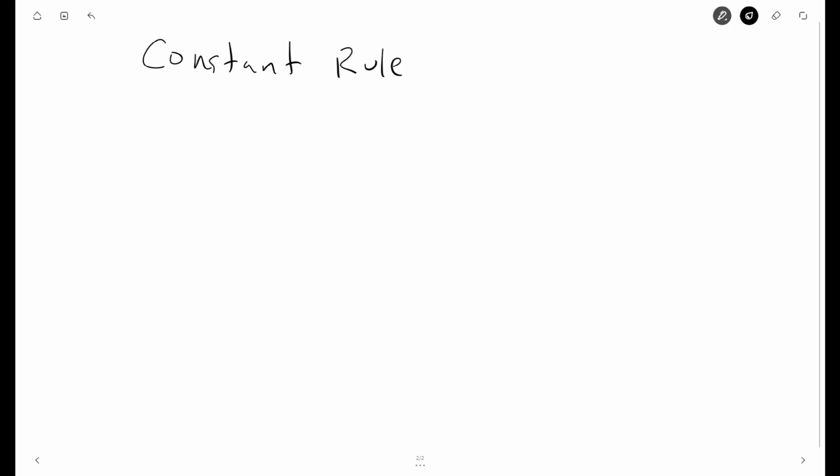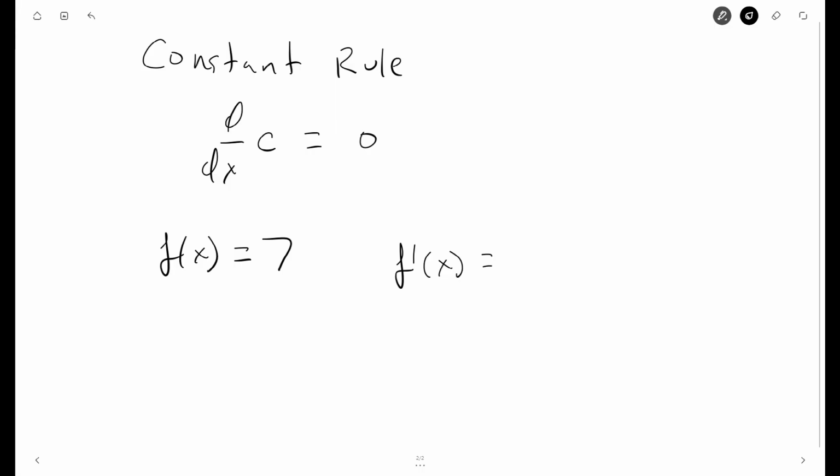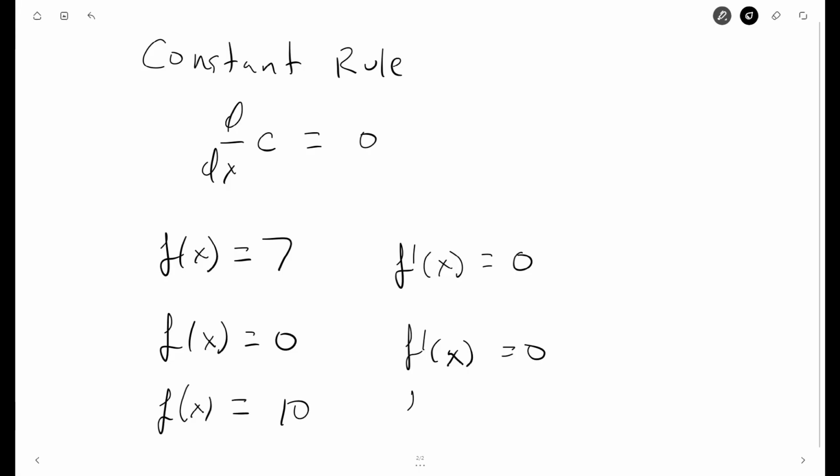So the constant rule says that the derivative d/dx of a constant c is equal to 0. The example I can show you is f of x equal to 7. So the derivative of f, f prime of x, is equal to 0. Or for example, f of x equal to 0, then f prime of x is equal to 0. Or f of x equal to 10, then f prime of x is equal to 0.